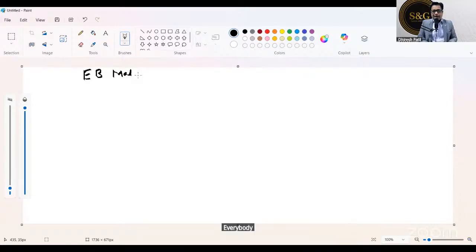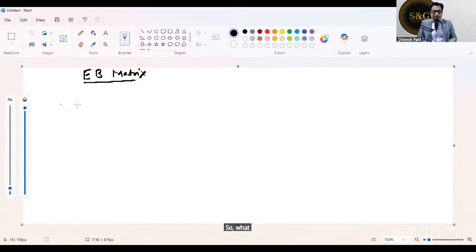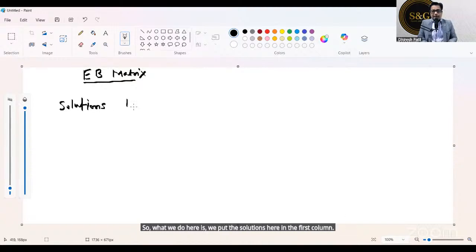Everybody make a note of this. EB matrix stands for effort benefit matrix. This is just to shortlist the number of ideas and reduce the number of solutions basically. So what we do here is we put the solutions in the first column, then we put effort, and then we put benefit.